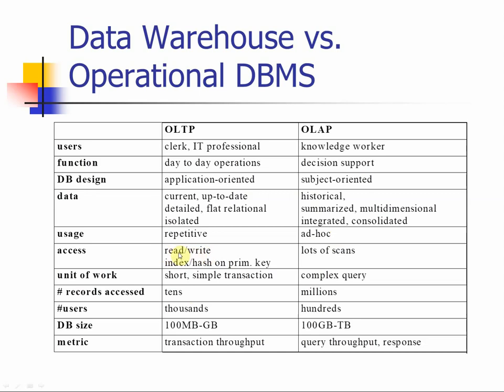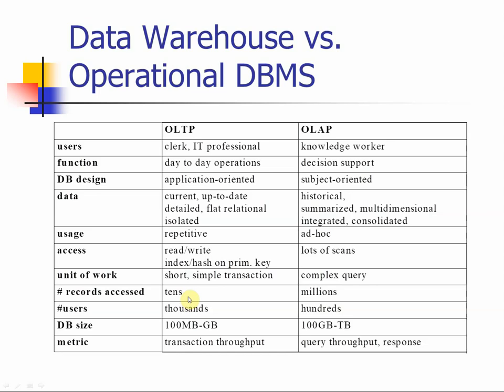OLTP needs to deal with read, write, index, hash on primary keys, etc. OLAP uses lots of scans to get the information, instead of mostly reads and writes. So it's going to put the data in, then retrieve the necessary information. The unit of work for OLTP is usually short, simple transactions. For OLAP, it requires more complex queries to get the data chunk that you really need.